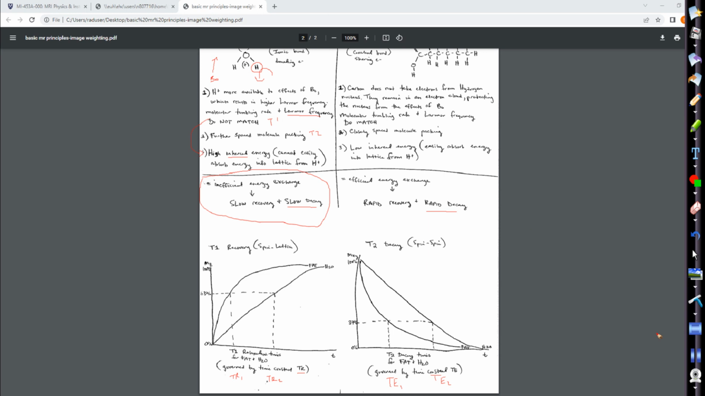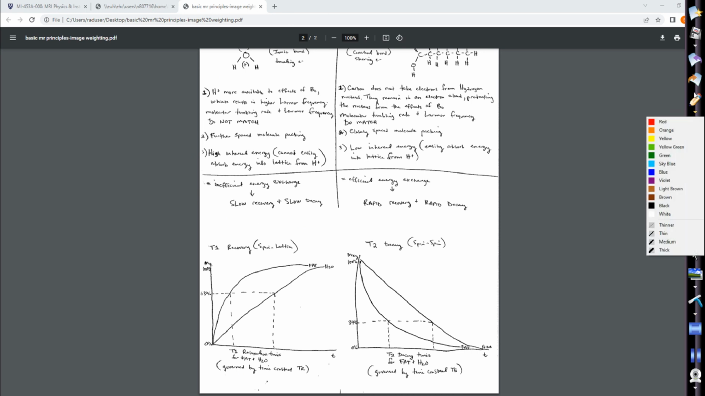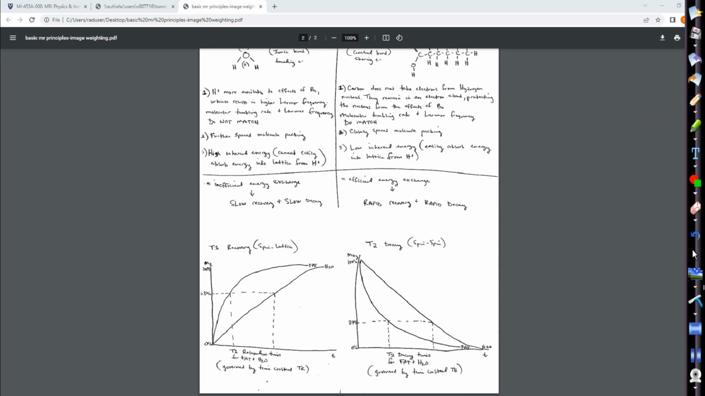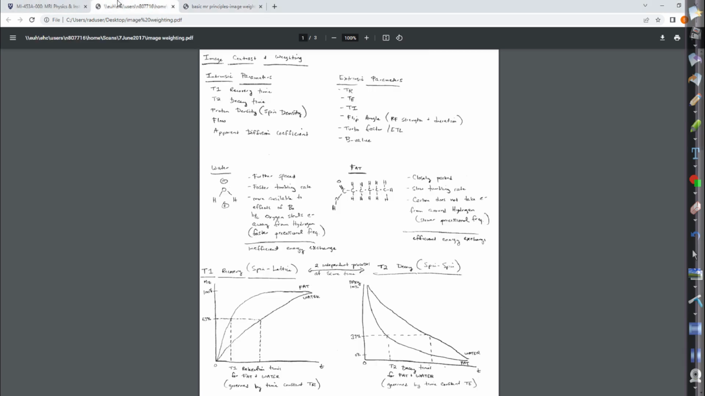All right. So let's go on to this next document. So we have this one right here. And it's similar. But there's other things that we talked about in this unit. And it really was intrinsic versus extrinsic parameters.